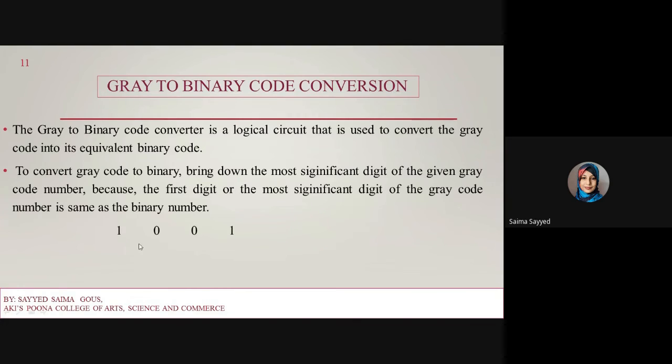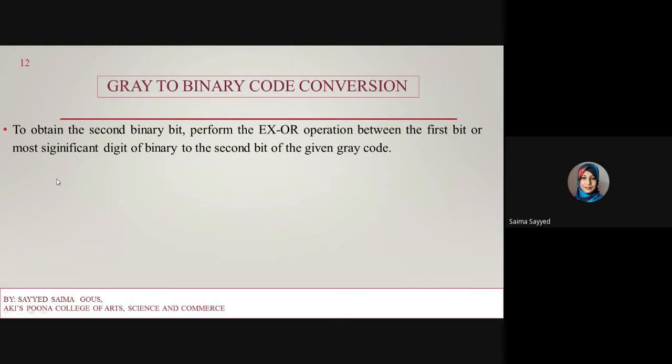So suppose this is my 4-bit gray code, and I have to convert it into binary. This is the most significant bit, which is as it is, so 1 as it is. To obtain the second bit, we have to perform the XOR between the most significant digit of binary and the second bit of gray code. Suppose this is my 4-bit gray code G3, G2, G1, G0. The first bit will be as it is, so B3 will be the same as G3.